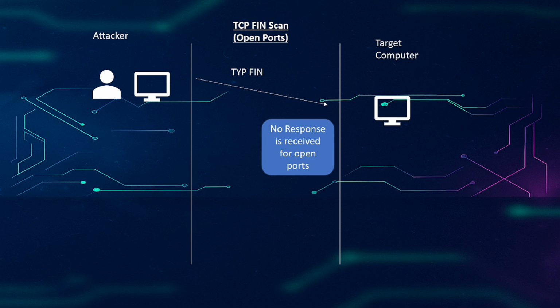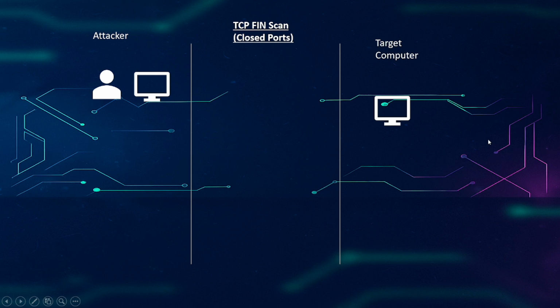But what happens if the ports are closed? What will be the reaction? If the ports are closed, first of all, there will be a fin scan that is sent. The target computer will react the same way as it did for TCP full scan, and the same for TCP half scan as well. It is going to send an acknowledgement saying that the port is closed, boss. You can't get in through here. So that was TCP fin scan. Let's move on to other commands.